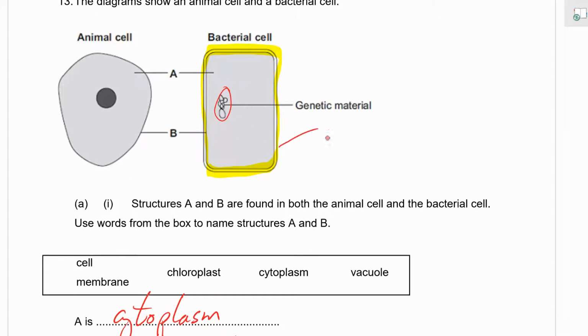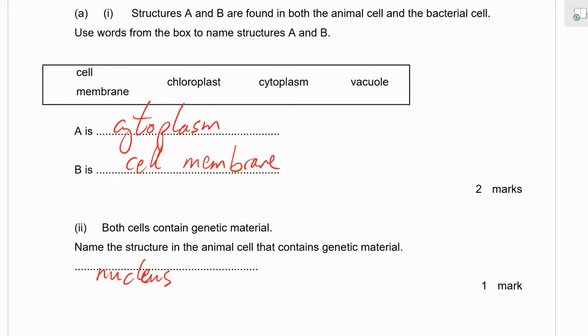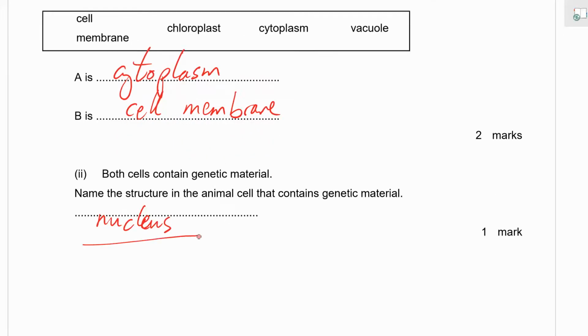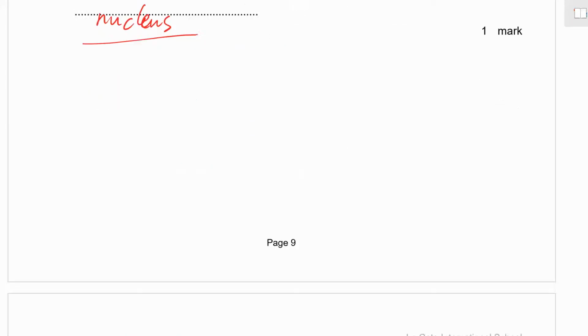So this yellow is the cell wall again. Both cells contain genetic material. Name the structure in the animal cell that contains genetic material. That is the nucleus. In a bacteria, it doesn't have a nucleus. The genetic material is just free within the cytoplasm.